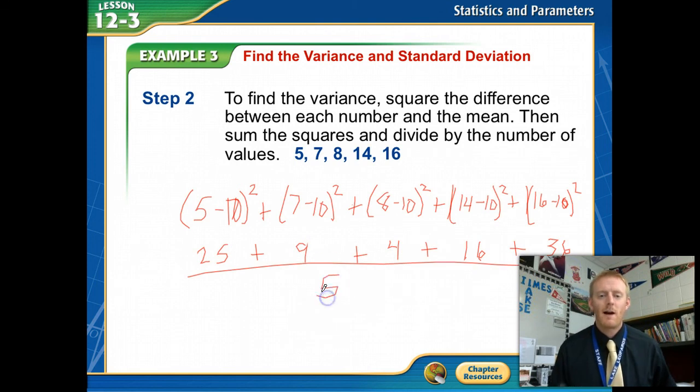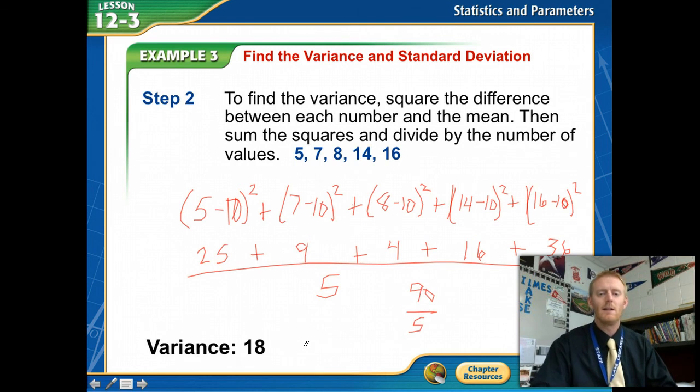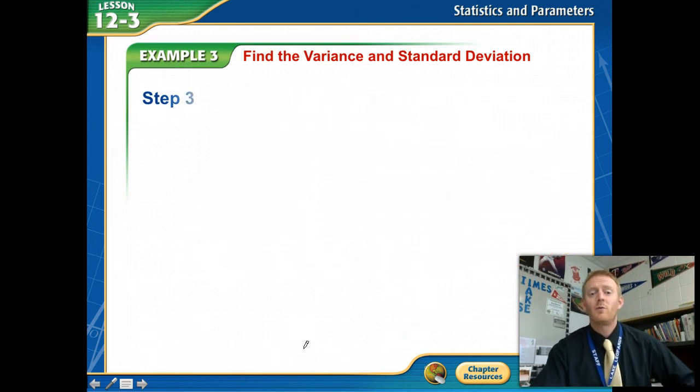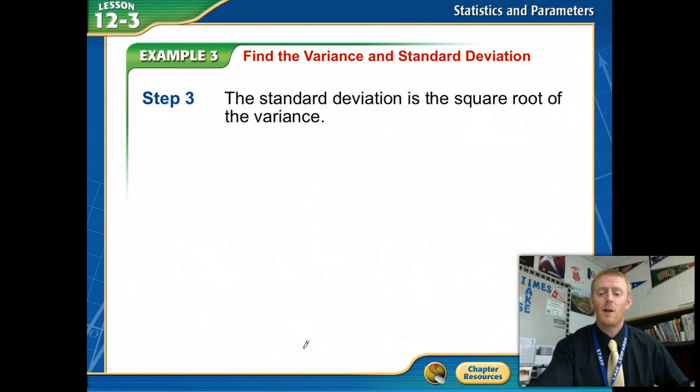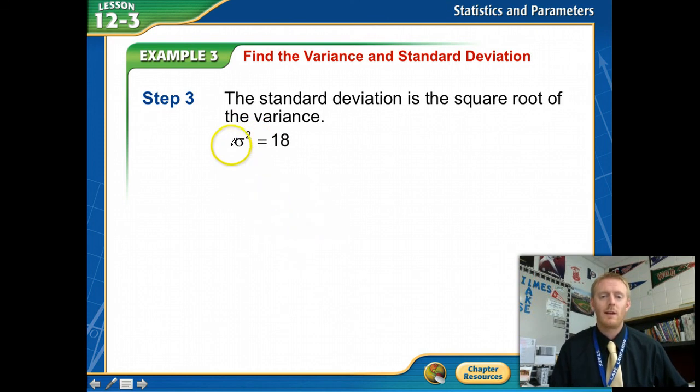And divide by 5. So 25 plus 9 plus 4 plus 16 plus 36 is 90. 90 divided by that 5 is our answer of 18. So that's my variance. Now when I'm trying to find my standard deviation, I'm going to use my variance, and my variance has this symbol. So my standard deviation is going to be just taking the square root of the variance.